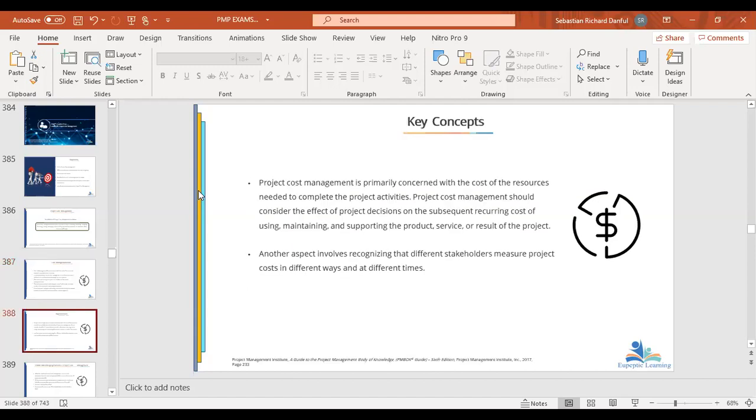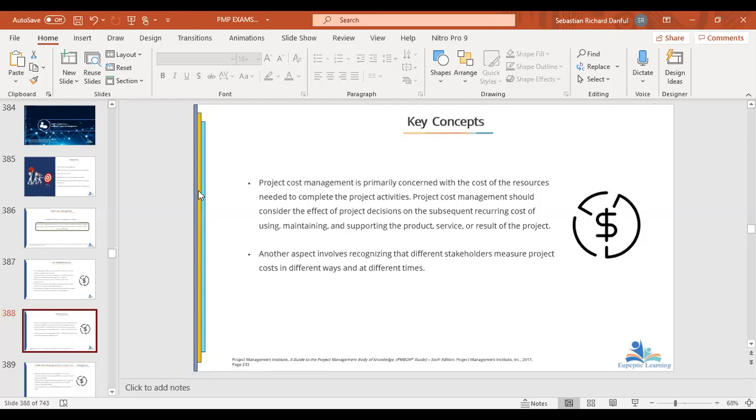Okay, so key concept. Project cost management is primarily concerned with the cost of the resources needed to complete the project activities. Cost management should consider the effect of project decisions on the subsequent recurring cost of using, maintaining, and supporting the product, service, or result of the project. Another aspect involves recognizing that different stakeholders measure project cost in different ways and at different times.